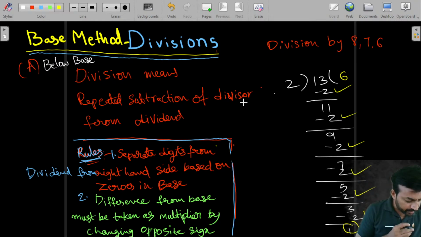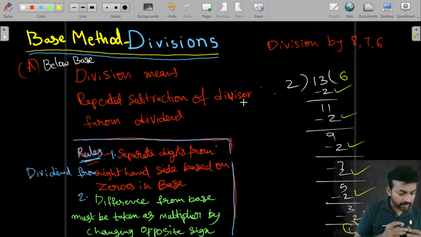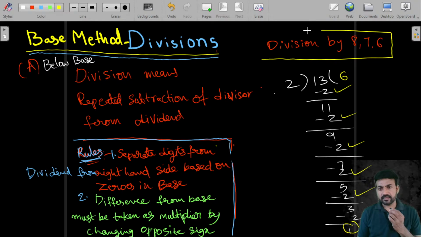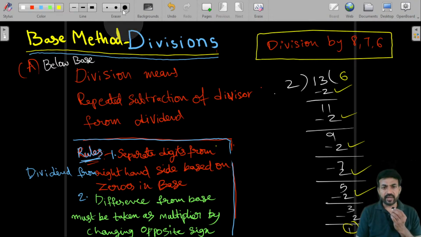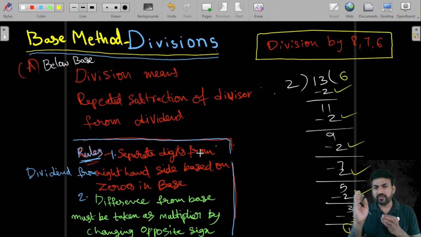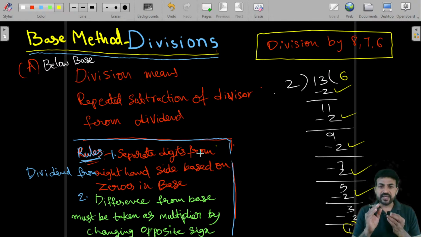Now division by 8. Remember, division by 8, 7, 6. You have to remember one thing when you are dividing. When we were dividing by 9, we separated only one digit, because the base is 10. Base has 1 zero, which means you have to separate one digit. And remember the difference between base and actual divisor. Actual divisor is 9, so the difference between base and divisor is 1.